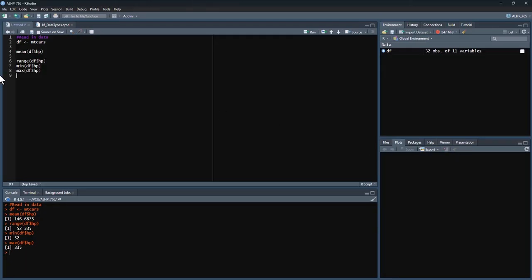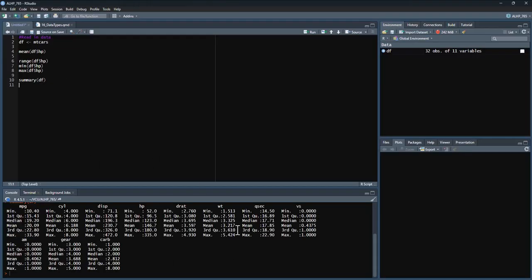Something else that is useful to kind of just grab some summary statistics is the summary function. And you feed it the entire data frame and it spits out this. And so for everything, it spits out a minimum, a first quartile, a median, a mean, a third quartile, and a max. And so we can see across here, this is what it is.